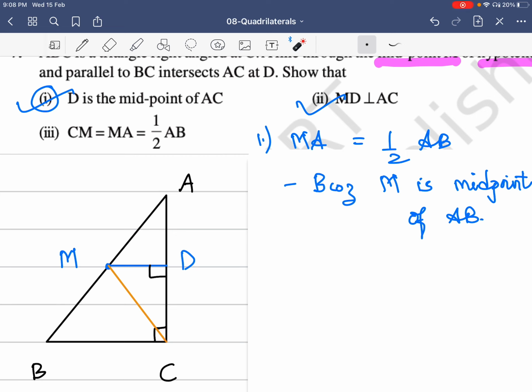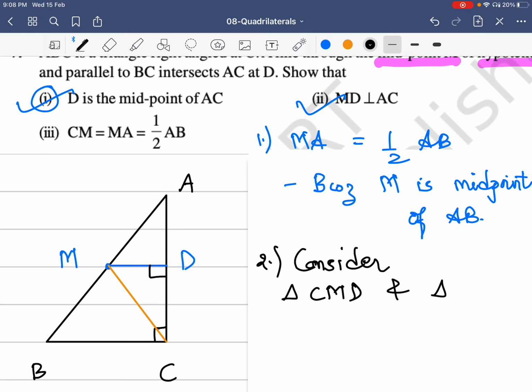Okay, so if you consider these two triangles that we have here, I'm going to highlight it. Triangle CMD, this is one triangle, and triangle AMD, this is another triangle. So if we prove that these two triangles are congruent to each other, then we can say that CM is equal to MA. Quite simple and straightforward. So once again, I want to erase this. That was just to highlight. So okay, let's consider triangle CMD and triangle AMD.